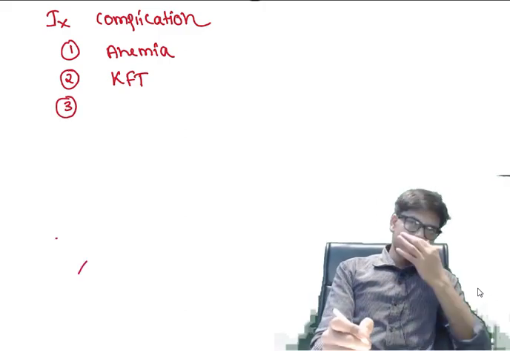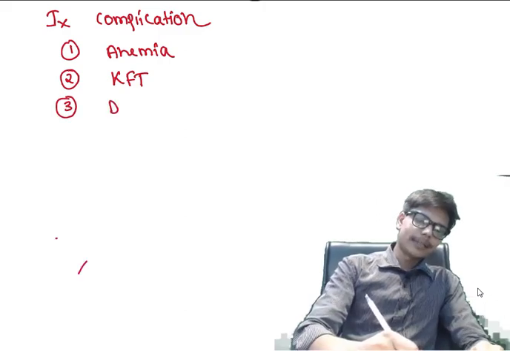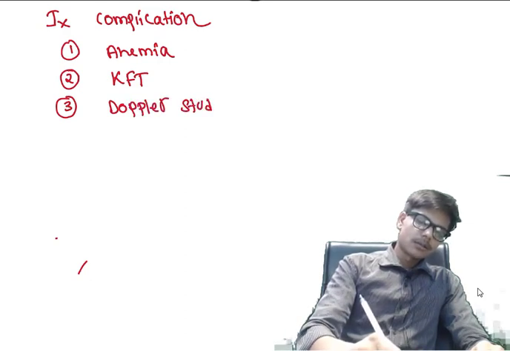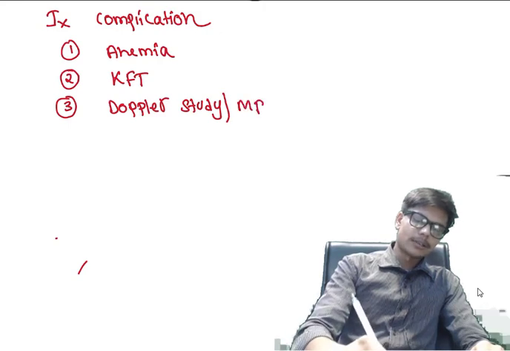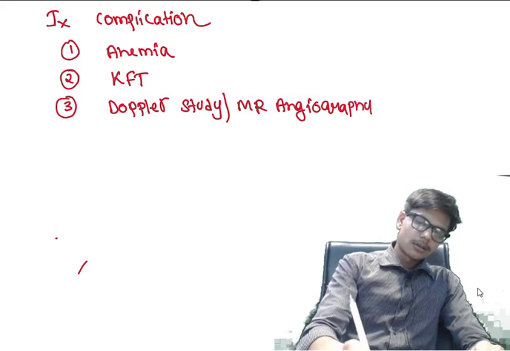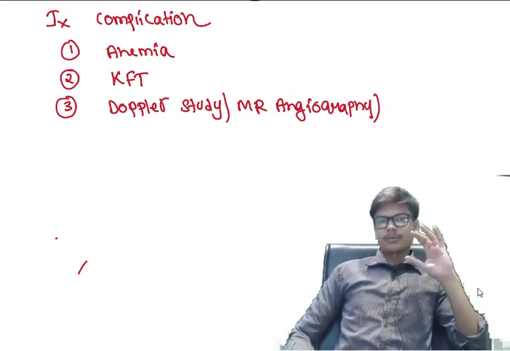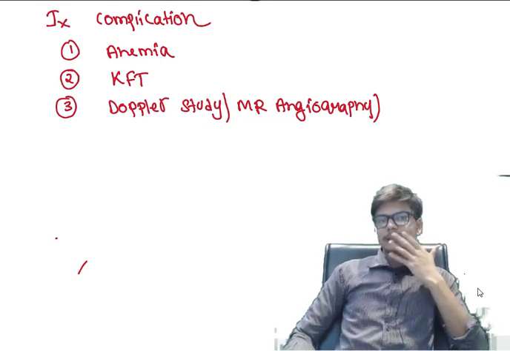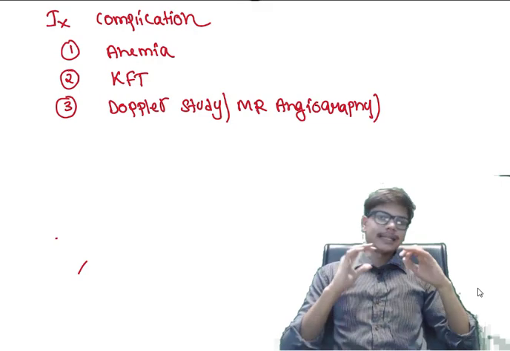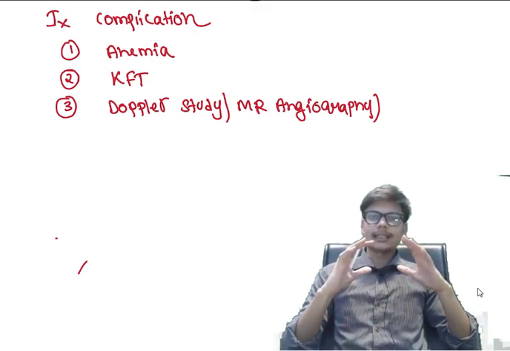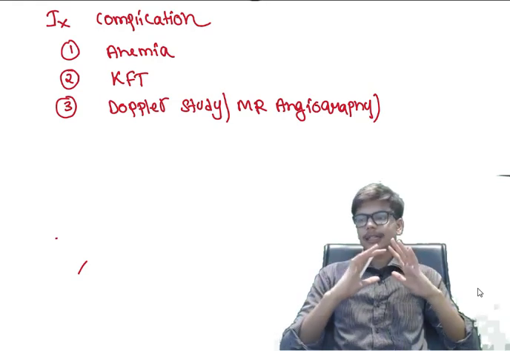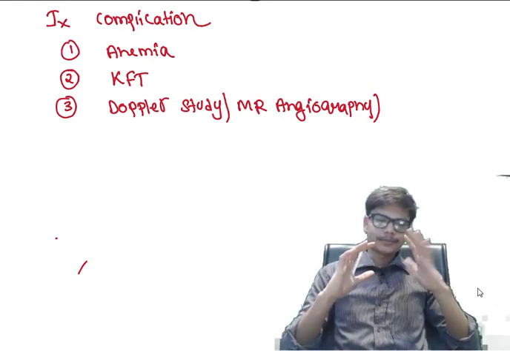If there is thrombosis of any artery or vein, then we can do a Doppler study or MR angiography to find out the thrombosis, if we are finding clinical signs and symptoms of thrombosis, which I have already discussed. Then we shall go for identifying which artery or which vein is thrombosed, by doing Doppler study and MR angiography according to our convenience.